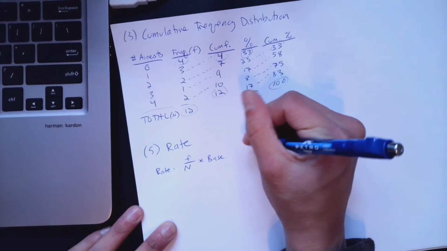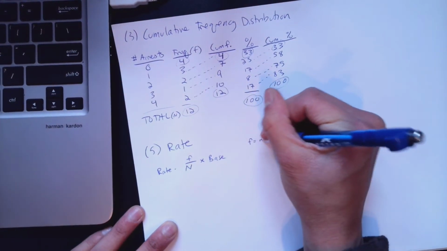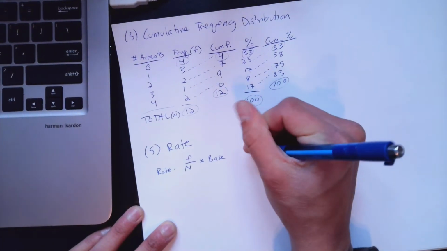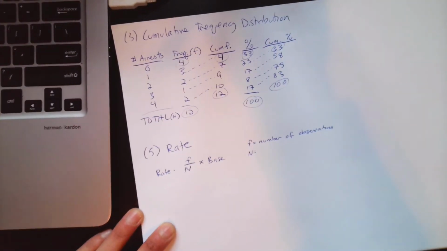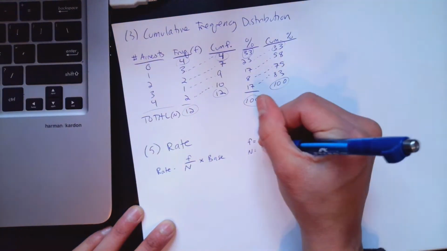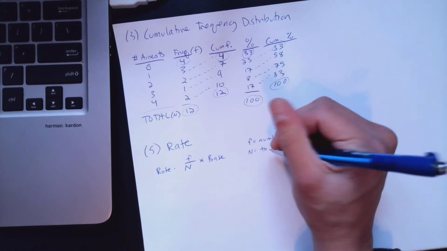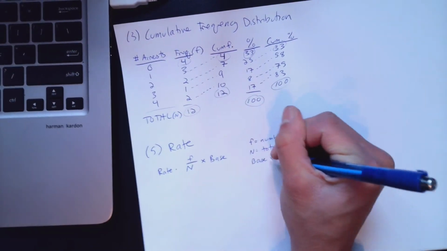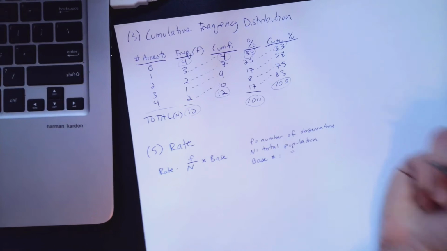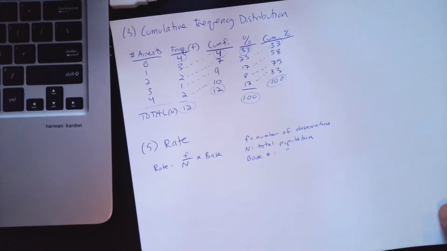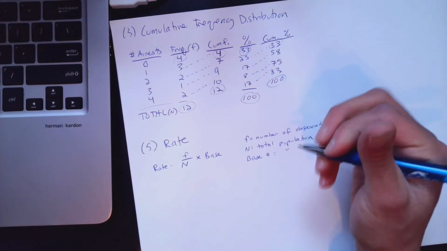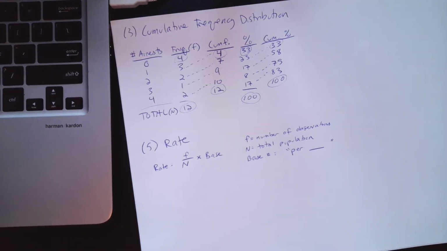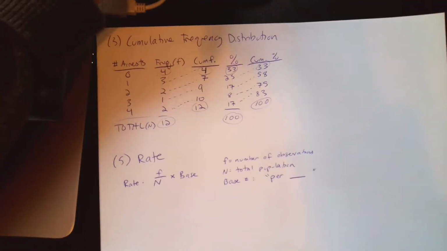And here, F again is number of observations. N is going to refer to a total, which in this case is the total population. And your base number is going to be whatever number it is that you chose when you're going to say, number of something per some number of people, or any other kind of population you might have.